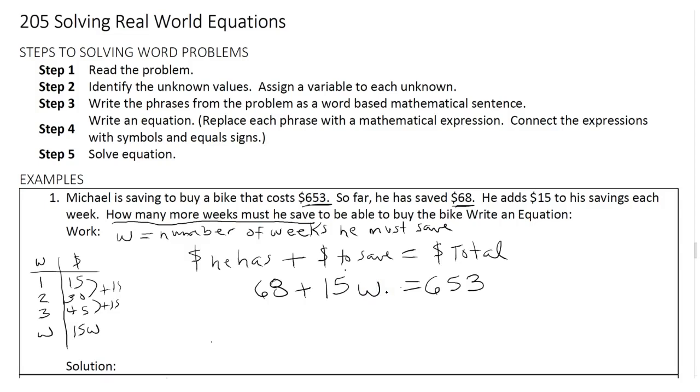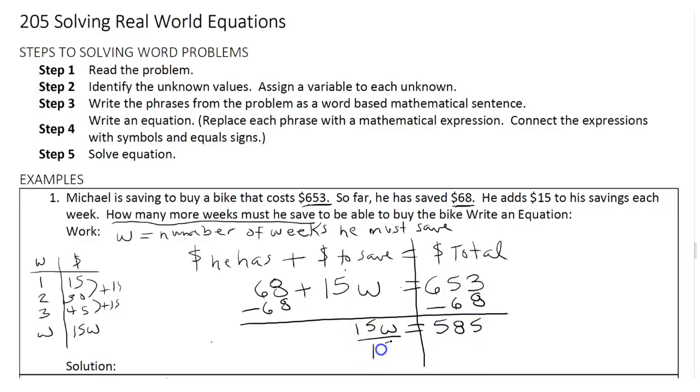We now have a simple equation that we can solve. Subtract 68 from both sides of the equation. For 15W equals 585. Now divide both sides by 15. W equals 39. The answer to the question, how many weeks must he save, is 39 weeks.